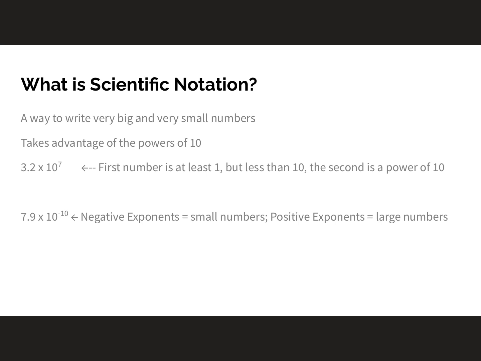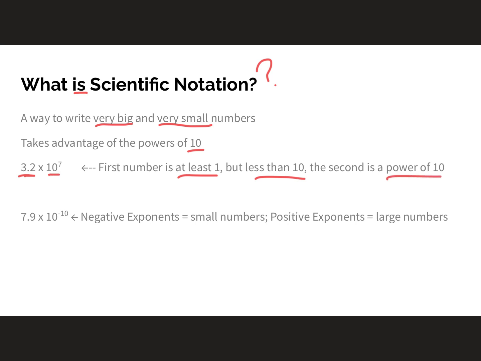Okay, so first of all, what is scientific notation? It is simply a way to write very, very big and very, very small numbers. It takes advantage of powers of 10. So, the rules are that this first number has to be at least 1, but less than 10. And the second number is simply a power of 10. Notice this is 10 to the 7th power.